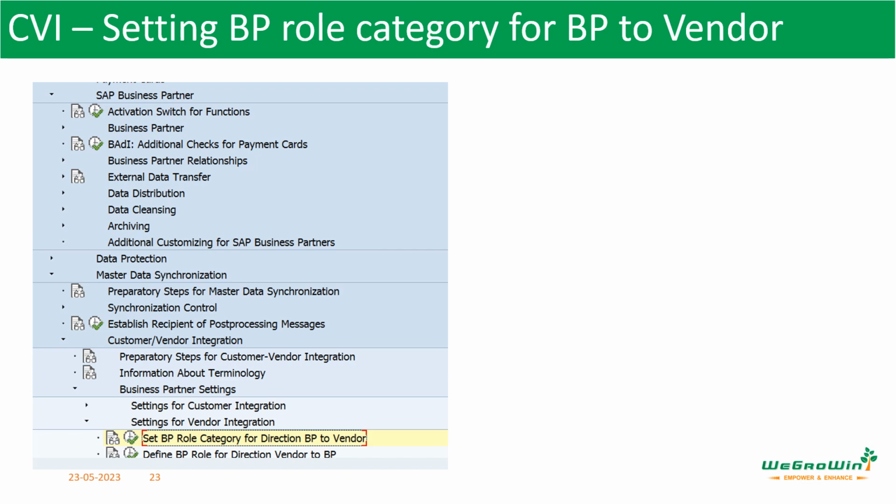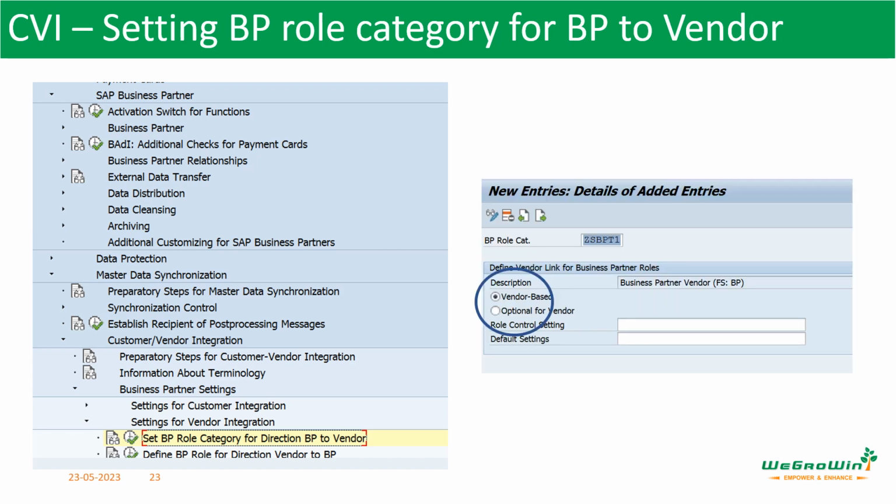To set up the business partner role category for the direction business partner to vendor, the menu path is shown here. Business partner role category ZSBPT1 is selected here. The vendor-based radio button will make creating a vendor mandatory when creating a business partner with business partner role category ZSBPT1.